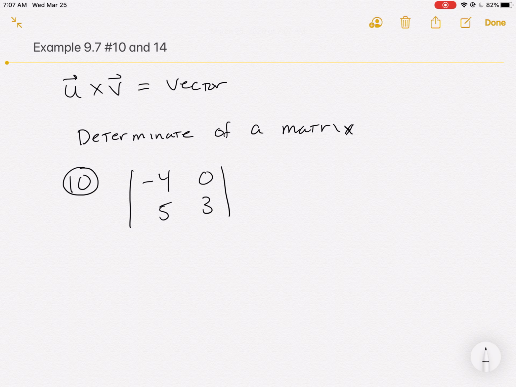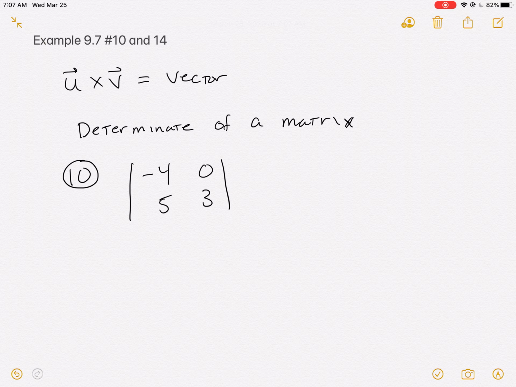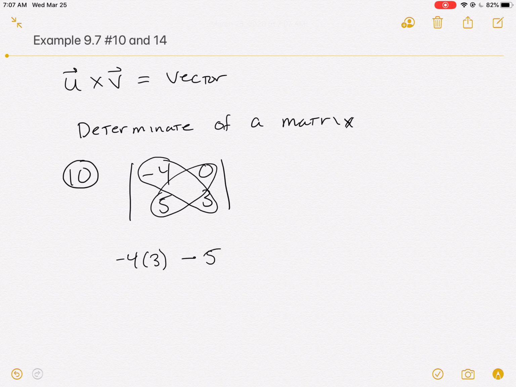Our job is to take the determinant. How you take the determinant is you take a product of the diagonals. As you go sloping down to the right, those are all positive. So negative 4 times 3 is what we would do first. And then we're going to do a minus sign, because we're going up the other way. 5 times 0. Out of that, we get negative 12 minus 0, which is negative 12. That's how you do matrices.